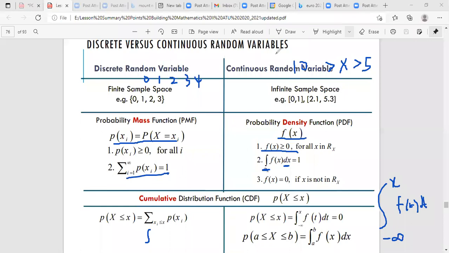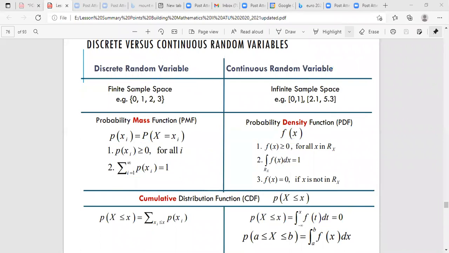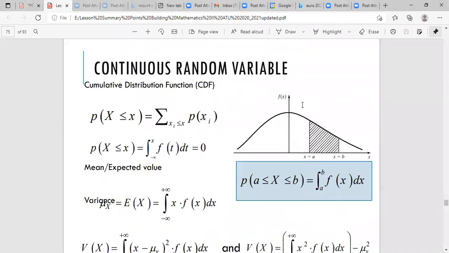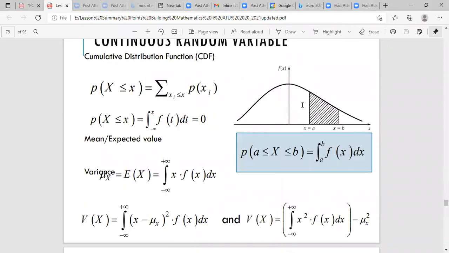Let's continue. We are going to take down the properties of the continuous random variable as well, and then we will solve some examples. So quickly write down these formulas for me. The CDF, which is given by this formula, write this formula down.